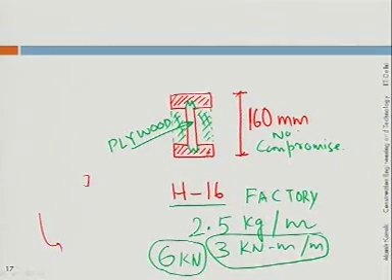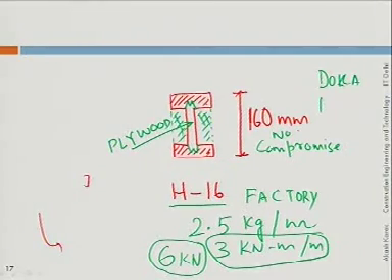There are similar types of product made by different companies. For example, Doka has this component. Peri has got a very similar component. We will see all those things in detail, but I just thought of showing you the principle and the saving that it results into.